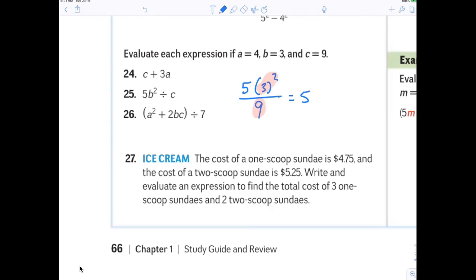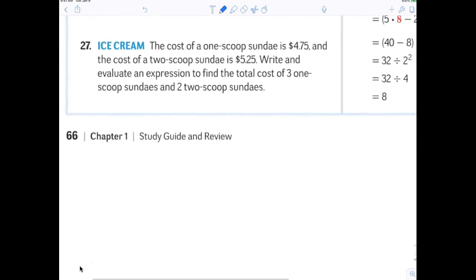Look and see. Let's double check you. Right? You have to do the 3 squared first, right? Which is 9. 9 times 5 divided by 9. But it would have been easier, like I said, just do 9 divided by 9, right? And then you're left with 5. All right? So 27, let's see how 27 looks.